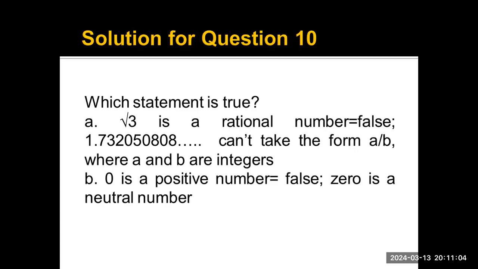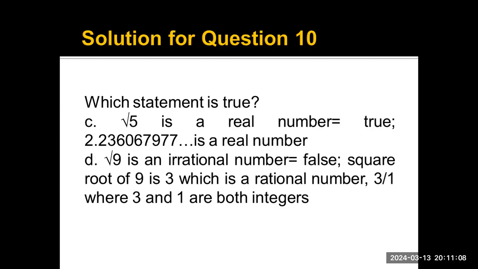Letter B is false. 0 is a neutral number. Letter C, square root of 5, yes, it is a real number. That's true. D, square root of 9, is actually equal to 3. So saying square root of 9 is an irrational number is false, because square root of 9 is 3 and 3 can be expressed as 3 divided by 1, where the numbers 3 and 1 are integers. So the answer for question number 10 is letter C.